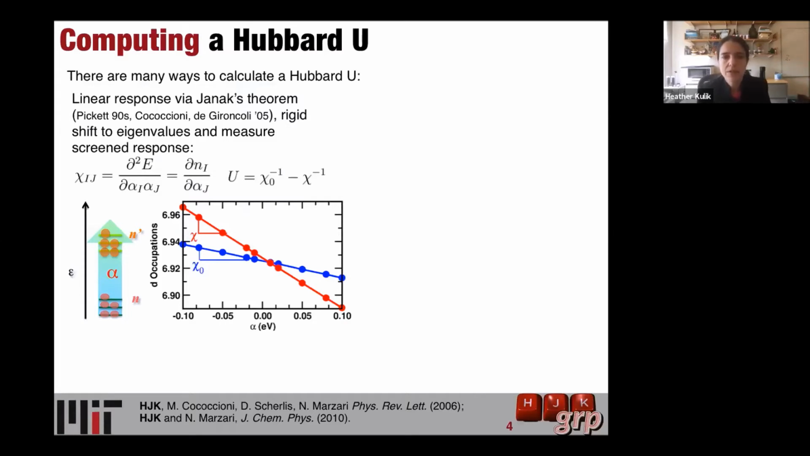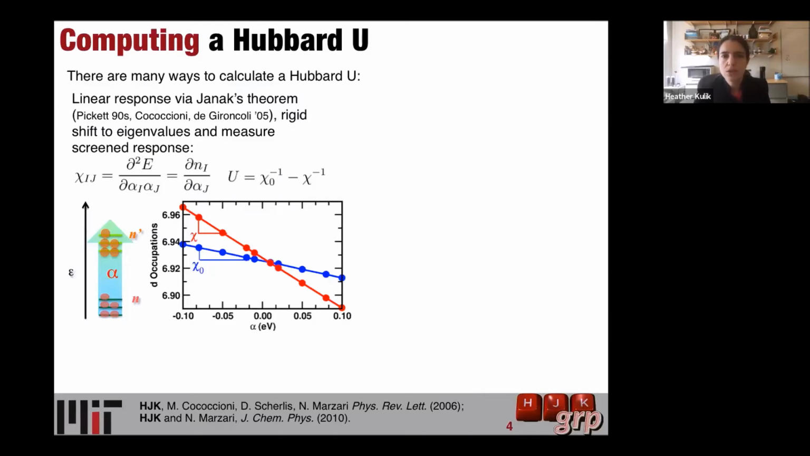We do a linear fit. All of this is detailed on the website. We subtract out what's called the bare shift, and we compute the self-consistent shift. And so we look at how the d occupations change if we empty or fill these levels. And in doing so, we can compute a linear response Hubbard U.